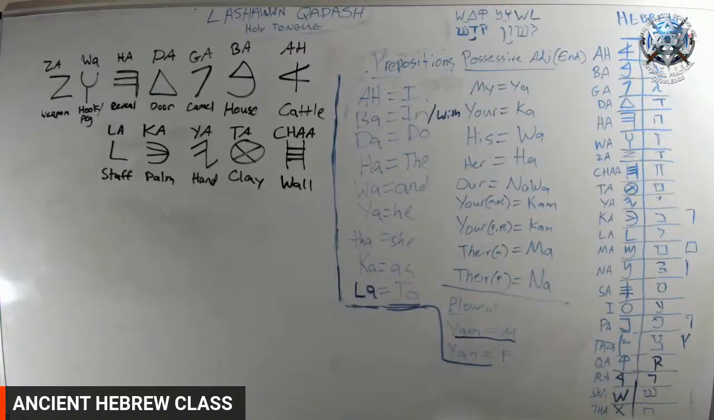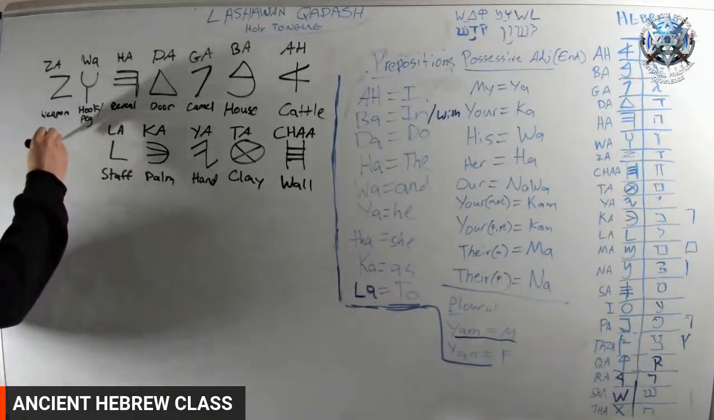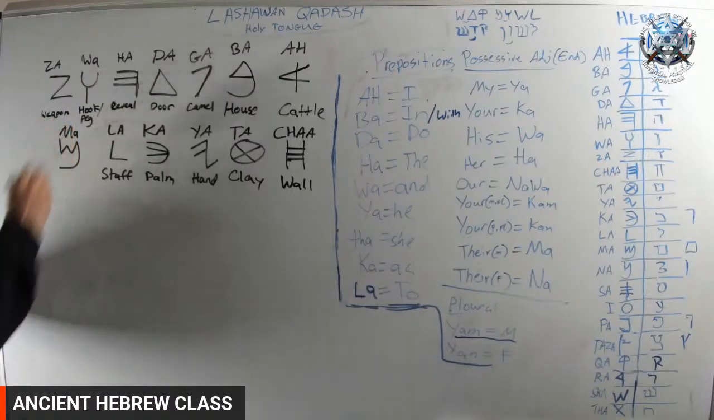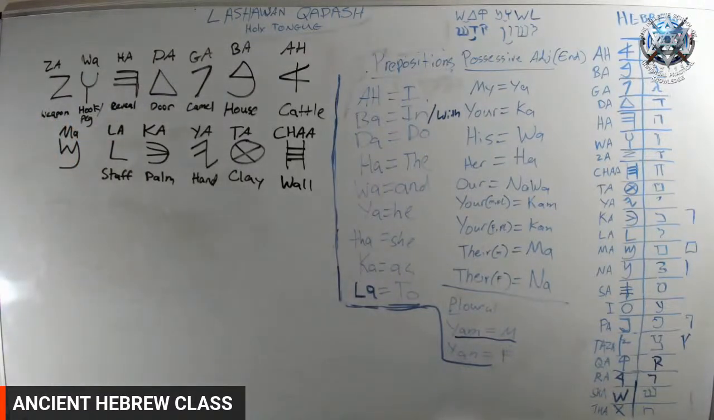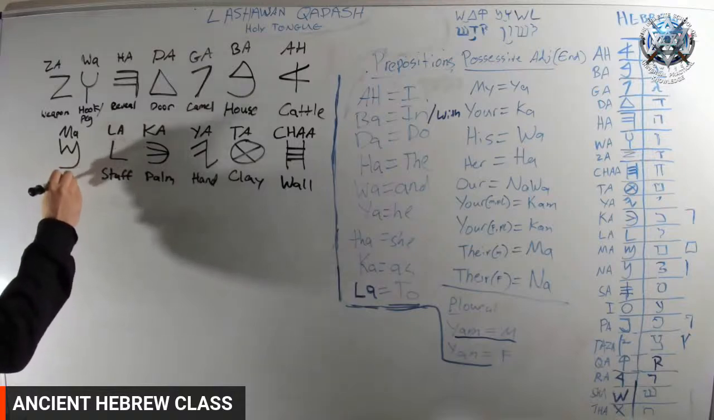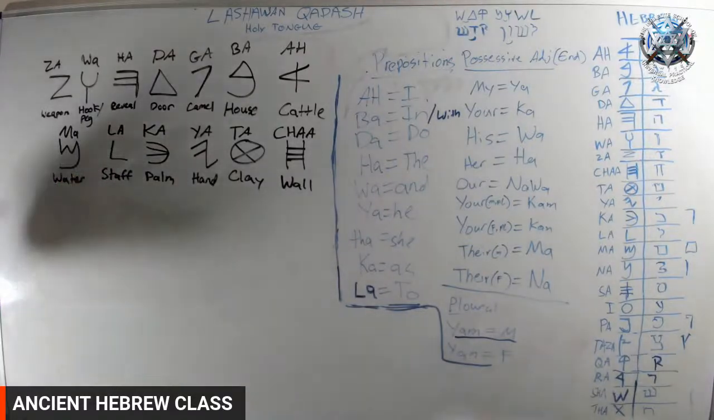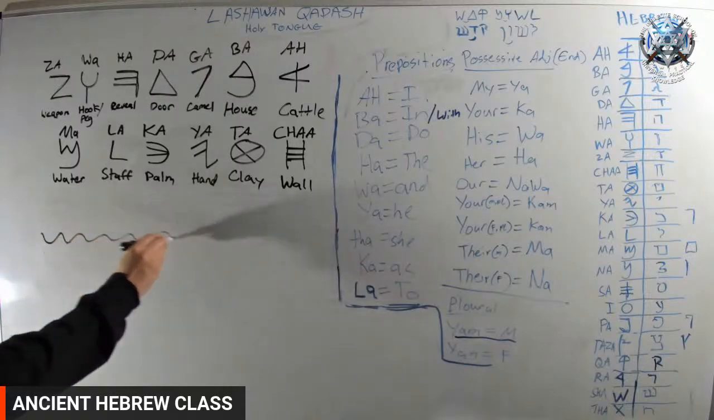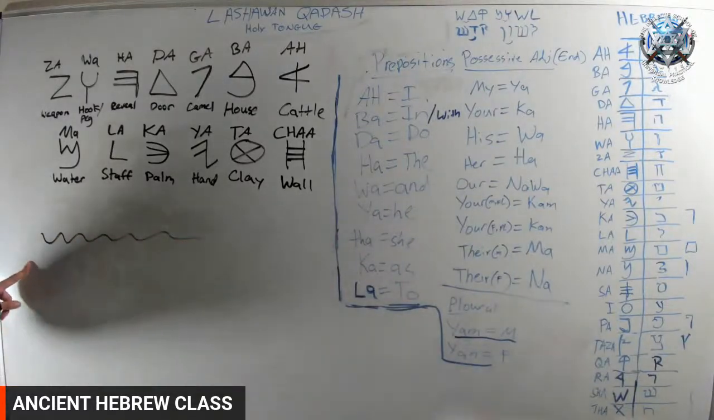All right. Next character is Ma. Ma. What does Ma mean? Anybody want to guess what that means? The character Ma means water. And in fact, when you were to draw water in the ocean, you would draw it like this. In a primitive way, it would look like this.